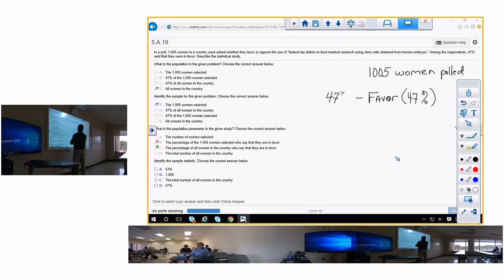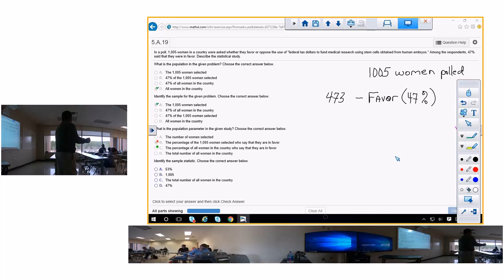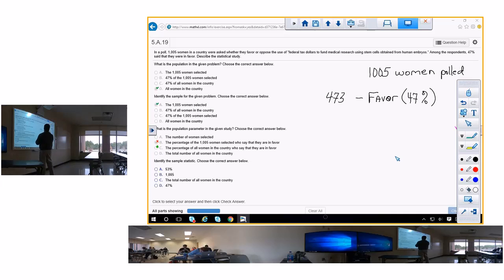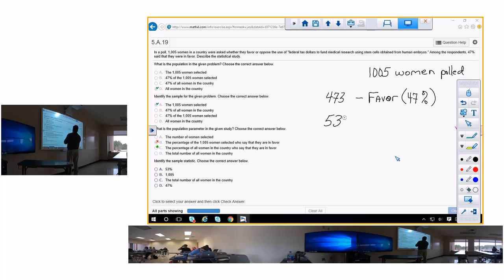So we're going to say 473 because there's no such thing as a point person. So you always round it up when you're talking about statistics and people. Okay? So that means take 473 away from 1,005. What do you get? 536 or 532? 532. Means what? Not in favor, which should be 53%.